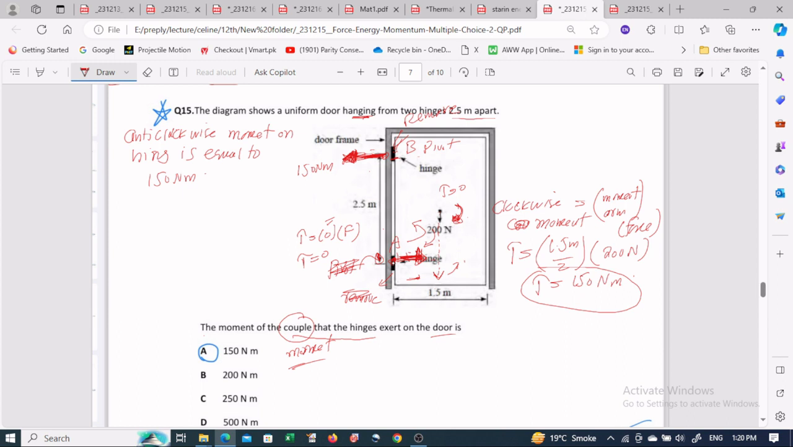But our question is not about this balance condition. It is simple: according to the principle of moments, the clockwise and anti-clockwise moments are equal. If the clockwise moment is 150 newton meter, the anti-clockwise must be equal to 150. So option A is the correct one. Okay, thank you.